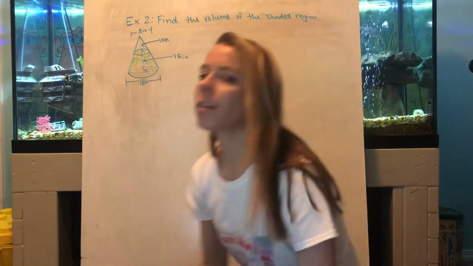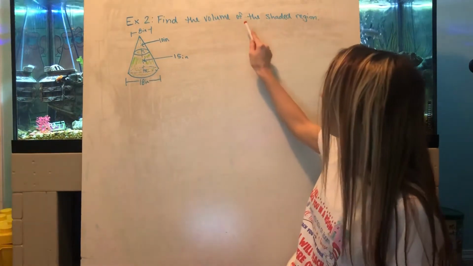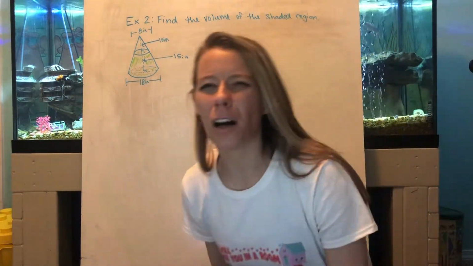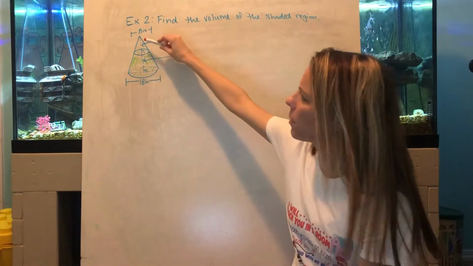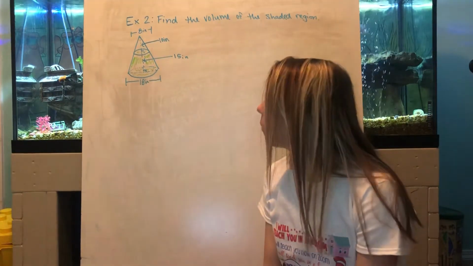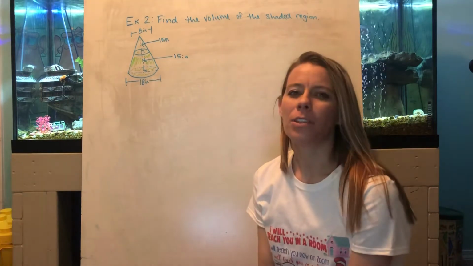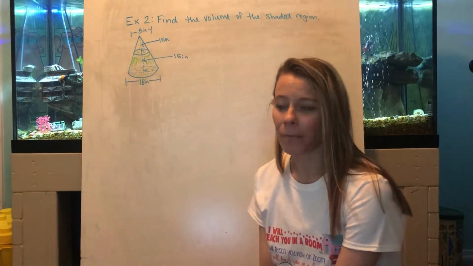So if we look at it and think, okay, it says find the volume of the shaded region. So if we had a block like that and we wanted to find the volume of just the shaded part, like pretend y'all had taken that out, how would we do that? So let's think about what shapes make up this composite solid.